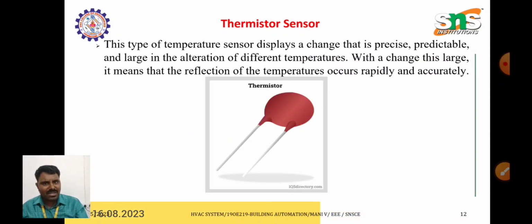And a thermistor can be used; a thermistor is a small device and an RTD is a big device. A thermistor can be used to measure the temperature. If the temperature gets changed, the resistance of the thermistor also gets changed. So with the help of the change in resistance, we are able to measure the temperature in the environment.